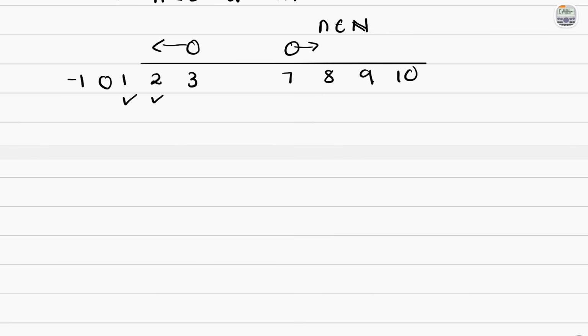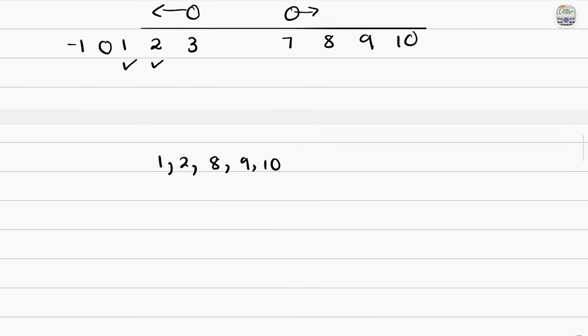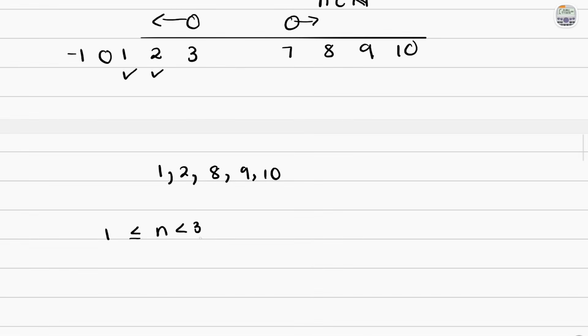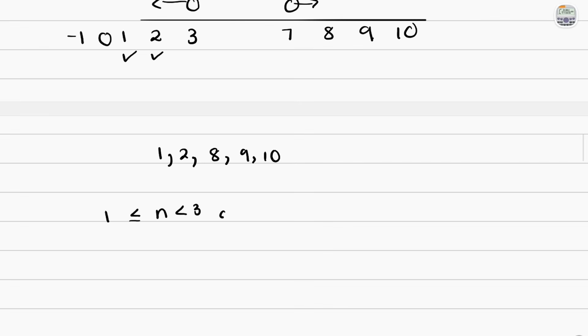So clearly you can take numbers like 1, 2, 8, 9, 10, every natural number greater than this. So we can just say n is greater than or equal to 1, but less than 3, not equal to 3. And now we can accept all of these numbers greater than 7. So we can say n is greater than 7, but you need to remember that n is an element of natural numbers, and then that would be our answer.